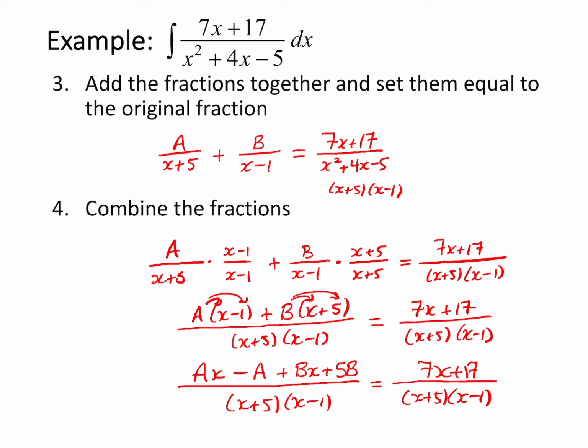So now what we have are two fractions that are equal to each other. The ax minus a plus bx plus 5b over x plus 5 times x minus 1 equals the 7x plus 17 over that same denominator, x plus 5 times x minus 1. If these two fractions are equal to each other, the only way they can be equal is if the numerators are equal to each other. The denominators are already equal to each other, so the only way that these two can be equal is if the ax minus a plus bx plus 5b is equal to the 7x plus 17. So our next step is going to be creating equations from that.